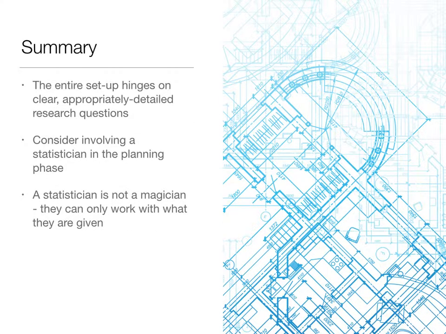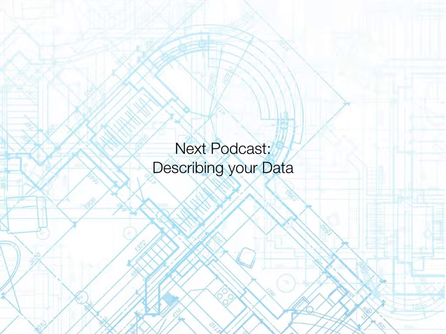In summary, the critical step is the research question. It should be clearly defined before this step. Statistical consultation in the planning phase of a study can be invaluable, and if you can access one, I recommend it. Finally, remember that statisticians are not magicians and cannot spin your biomass into gold. If you've done a lousy study or your plan was not well laid out in the beginning, they cannot fix that. In the next podcast, part 2 in the mini-series on statistics, we'll be looking at how to describe your data.